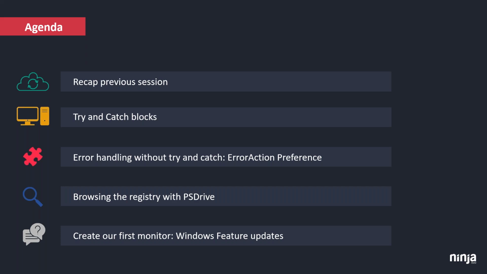We're also going to show you how to use error handling without try and catch blocks, using the error action preference, as it's called. I'm going to teach everyone how to browse the registry with a PS drive, but not just the registry, also OneDrive locations.